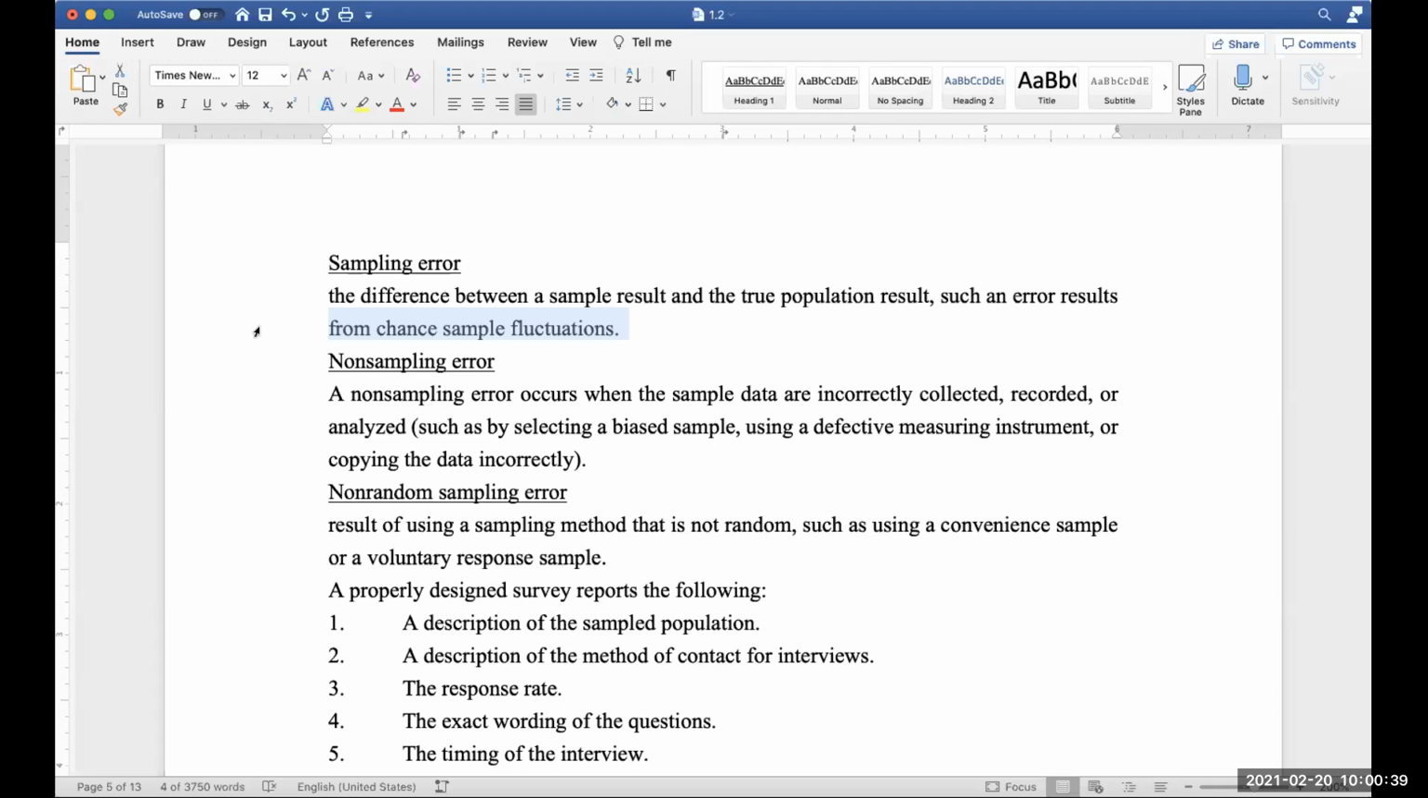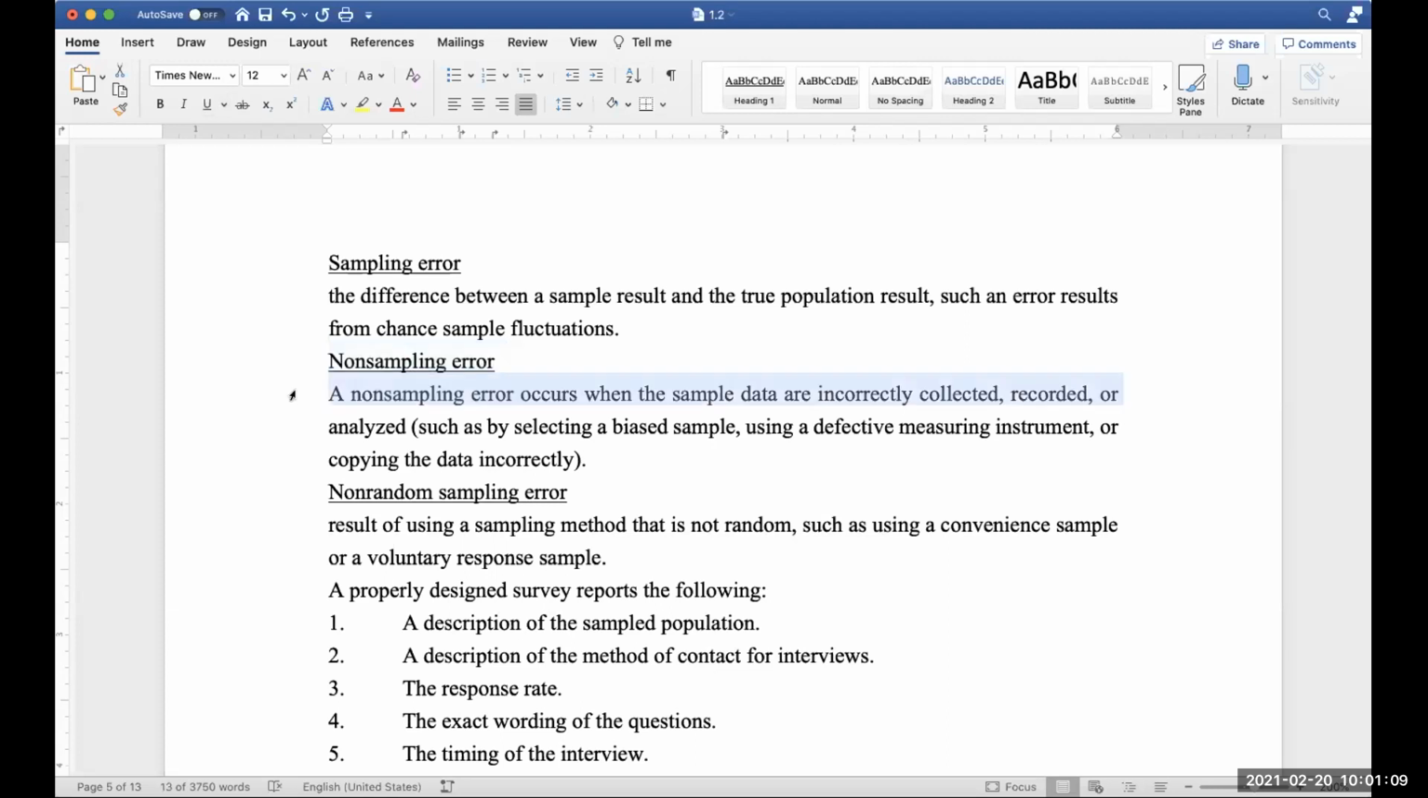And so there are ways to control these and to detect what you expect these fluctuations to be. So these are controllable errors, or let me restate, these are quantifiable errors. So these are quantifiable.